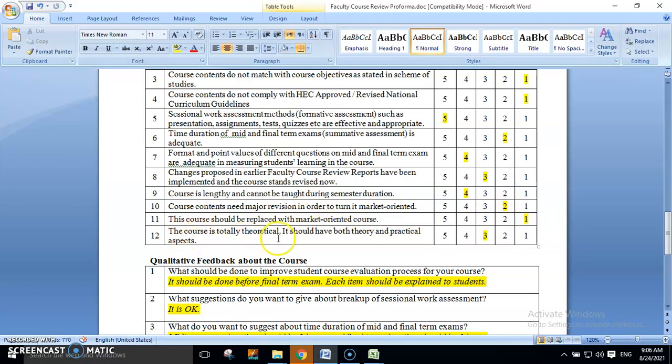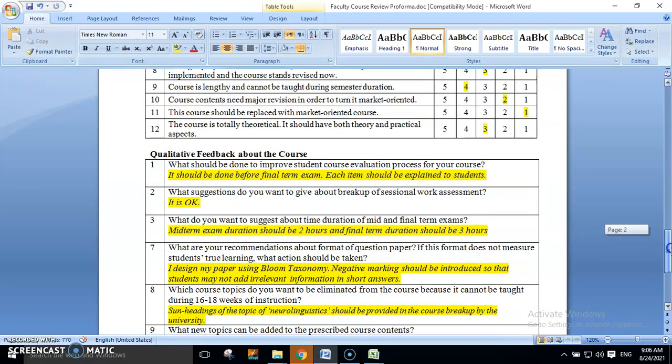The course is totally theoretical. It should have both theory and practical aspects. I am not going to give my opinion. Yes, there should be some weightage for practical course.